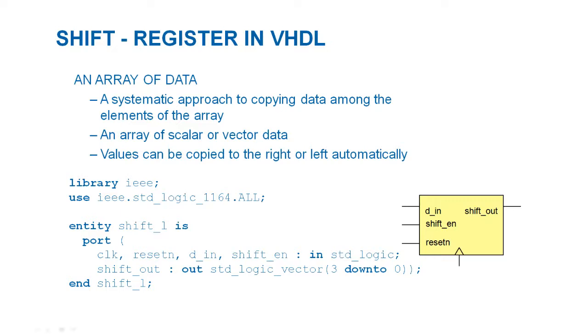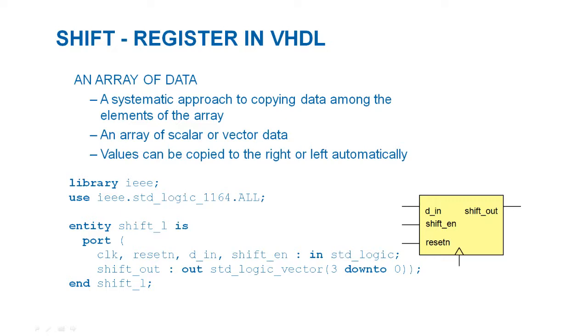Now to do this, we say that a shift register is a systematic approach to copying data, perhaps to the right or to the left, among the elements of an array. Shift registers work on arrays of scalars or arrays of vectors, and the values can be copied to the right or to the left, either using your own implementation or simply calling the libraries that are available in VHDL. And of course, we use the library IEEE, and we use the package called standard logic 1164.all.